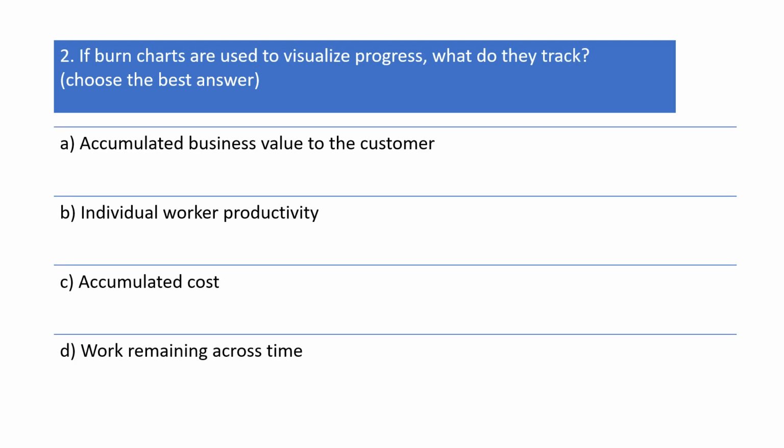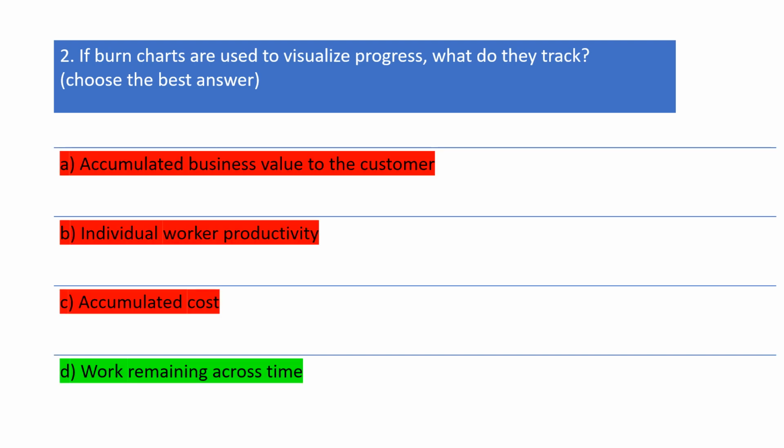Question number 2. If burn charts are used to visualize progress, what do they track? Choose the best answer. Option A. Accumulated business value to the customer. Option B. Individual worker productivity. Option C. Accumulated cost. Option D. Work remaining across time. Let me know what option you have chosen.